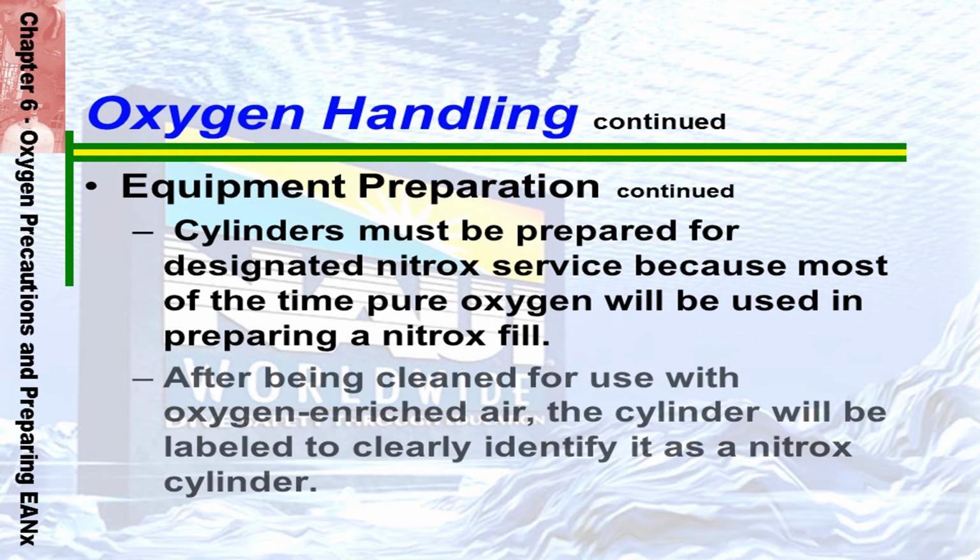After being cleaned for use with oxygen-enriched air, the cylinder will be labeled to clearly identify it as a nitrox cylinder. The label has a green band 4 inches wide that is bordered above and below with a narrow yellow band. An identifier such as nitrox or enriched air nitrox is printed in yellow on the green band.